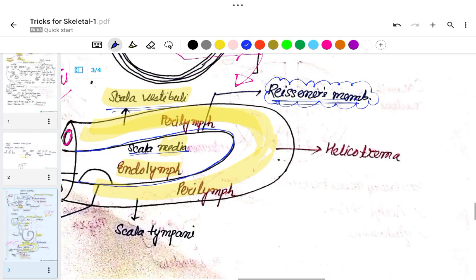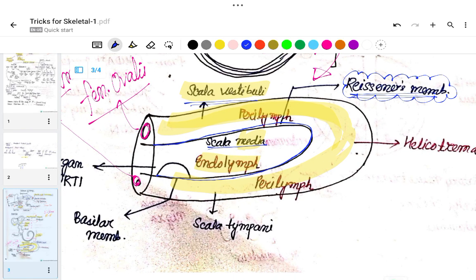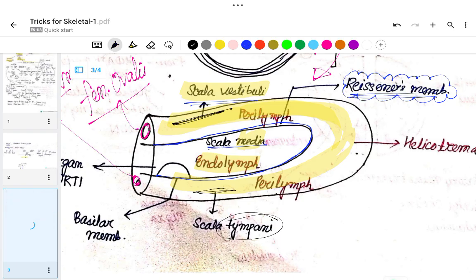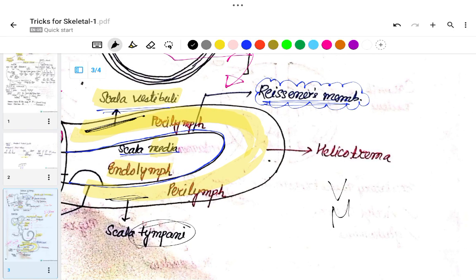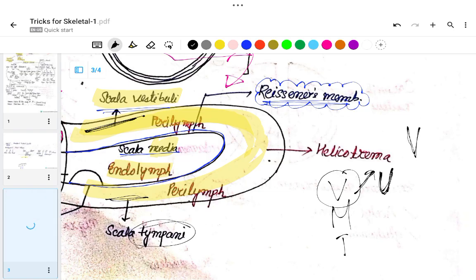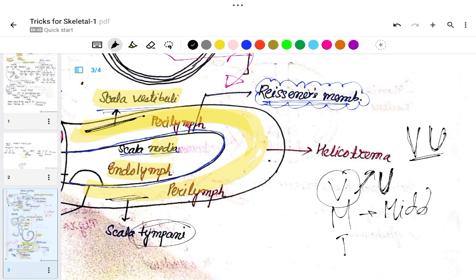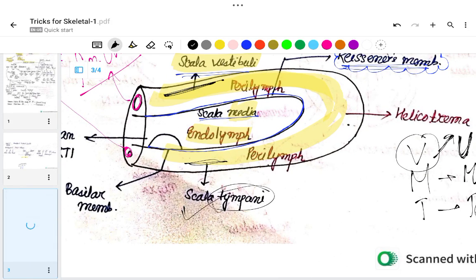This helicotrema is not required. This scala tympani is the lower part. So the upper part is the scala vestibuli, the lower part is the scala tympani. V, M, T. Scala vestibuli is the upper part. V is very much alike to U. M is the middle part, and T is the tail part. Tail means low. So the low part is the scala tympani.